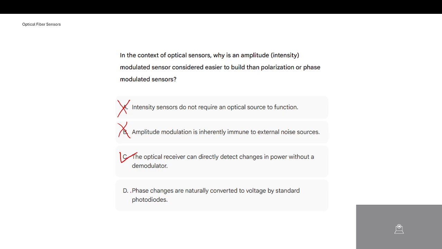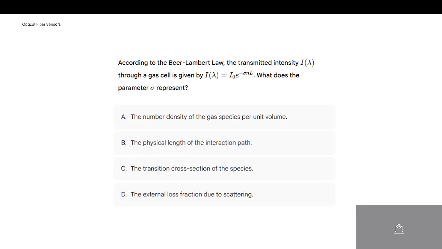The last option is, phase changes are naturally converted to voltage by standard photodiode. Is it correct or not? Phase changes are naturally converted to voltage by standard photodiode. No, we need something to detect first, which phase the light is. Okay, moving towards the next question.